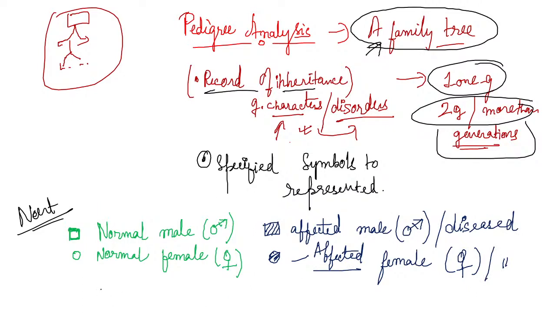Next, if it is hetero, then we will write like this, combining two genes, then that is hetero. And if it is hetero for the female, then like this, a half circle will be shaded. So we know that the square is male and the circle is female, right? And some more symbols are there. So yes, note it down.